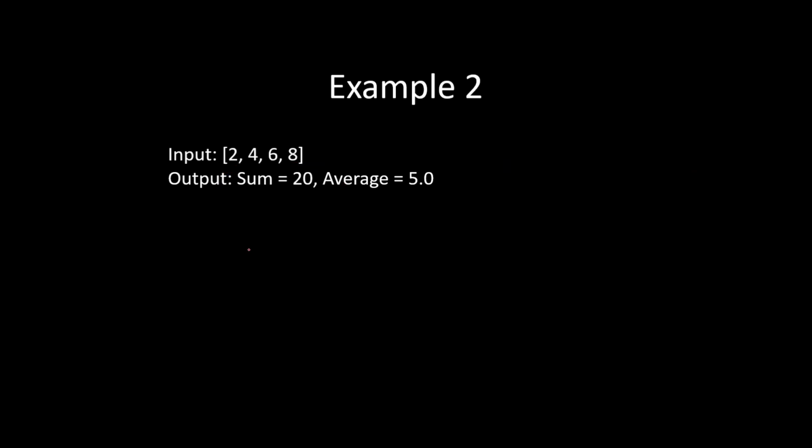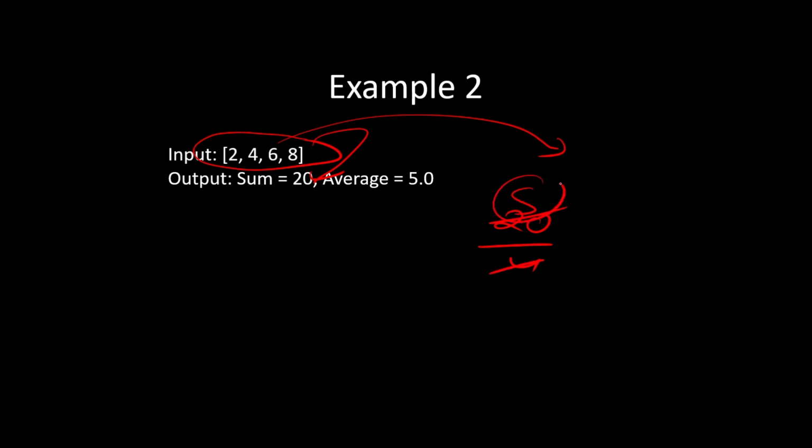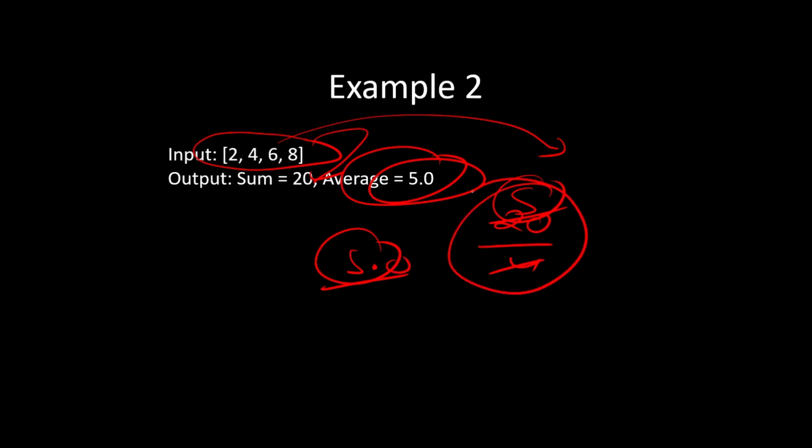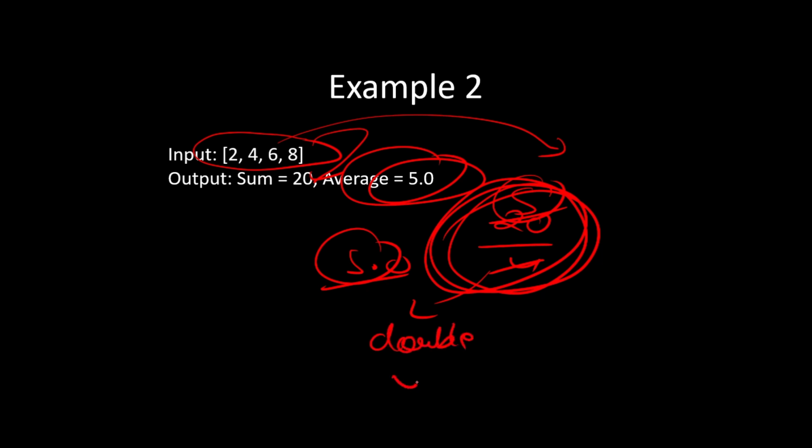And similarly, you can see in this question also, the sum of all these elements is 20 and the average will be 20 upon the number of elements, which is 4. So 4 5s are 20. So the average is 5.0. Okay, as we are dividing, this will return a double value, so 5.0 will be displayed. You can also display it in the form of an integer.